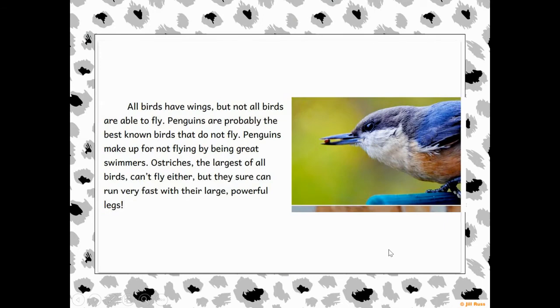All birds have wings. We just talked about two wings, but not all birds are able to fly. Flying is not a qualification. Penguins are probably the best known birds that do not fly. Penguins make up for not flying by being good swimmers. So they don't fly, but they swim. Ostriches, the largest birds of all, can't fly either, but they can run very fast with their large, powerful legs.